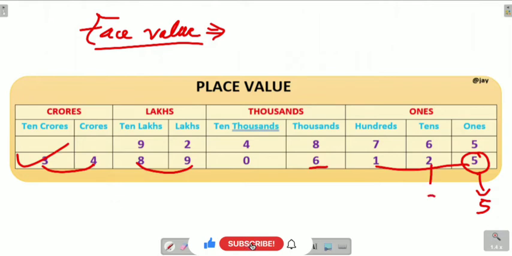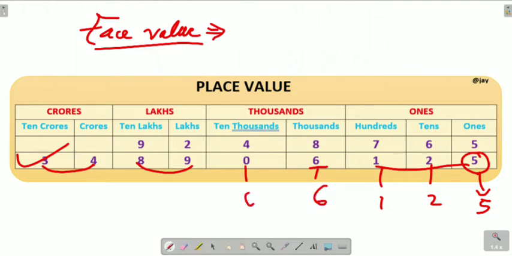Face value of 2 is 2. Face value of 1 is 1. Face value of 6 is 6. Face value of 0 is 0. Face value of 9 is 9. Means the digit itself will be its value. Similarly, the face value of 3 will be 3. Okay, the value is the digit itself. Remember it in the face value.